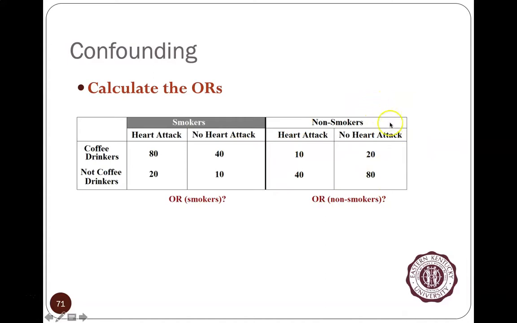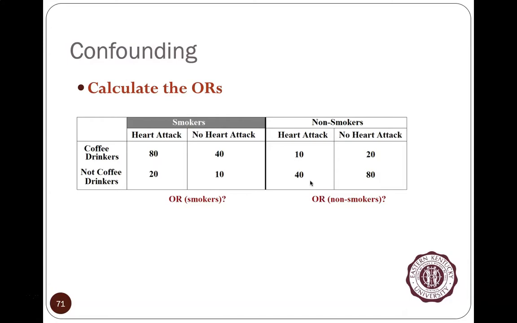So when we do that, what do we get? We can do our 2x2 table for over here. The 2x2 table here is 80 times 10, which is 800, divided by 40 times 20, that's 800. 800 over 800 means among the smokers, there was no effect of drinking coffee on heart attack. The odds ratio was 1.0. What about here in the non-smokers? 10 times 80 is 800 over 20 times 40. There was no effect.